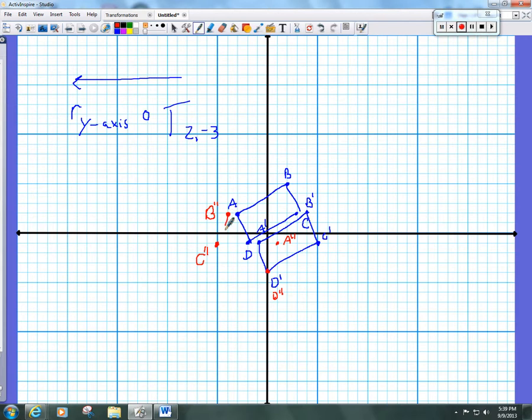Connecting these points now, I have a reflection of parallelogram A prime, B prime, C prime, and D prime.